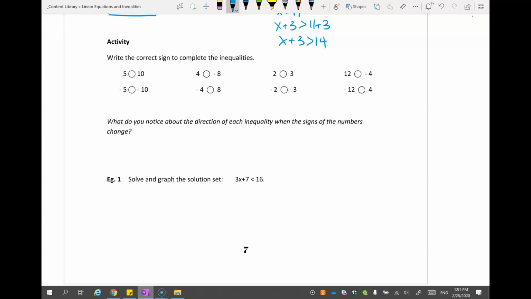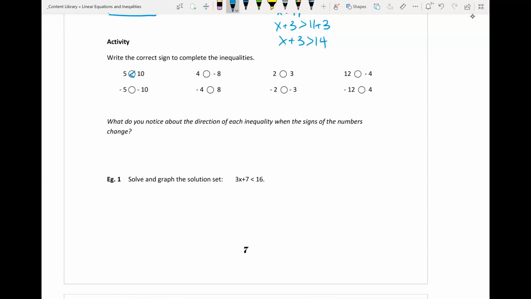Here's the solution to that. 5 is smaller than 10. Negative 5 is greater than negative 10. You could also draw this on the number line to see why that's true. 4 is greater than negative 8. Negative 4 is smaller than 8. 2 is smaller than 3. Negative 2 is greater than negative 3. 12 is greater than negative 4. And negative 12 is smaller than 4.